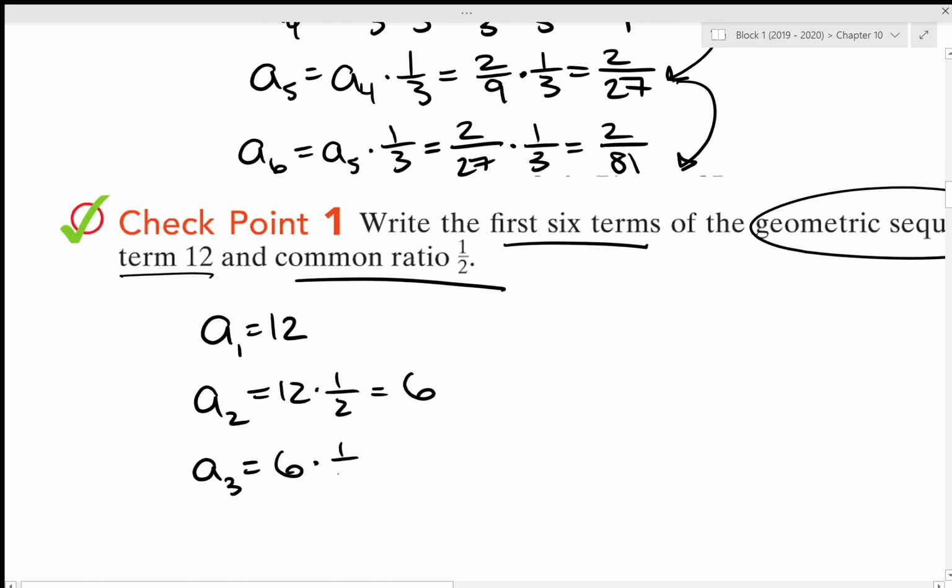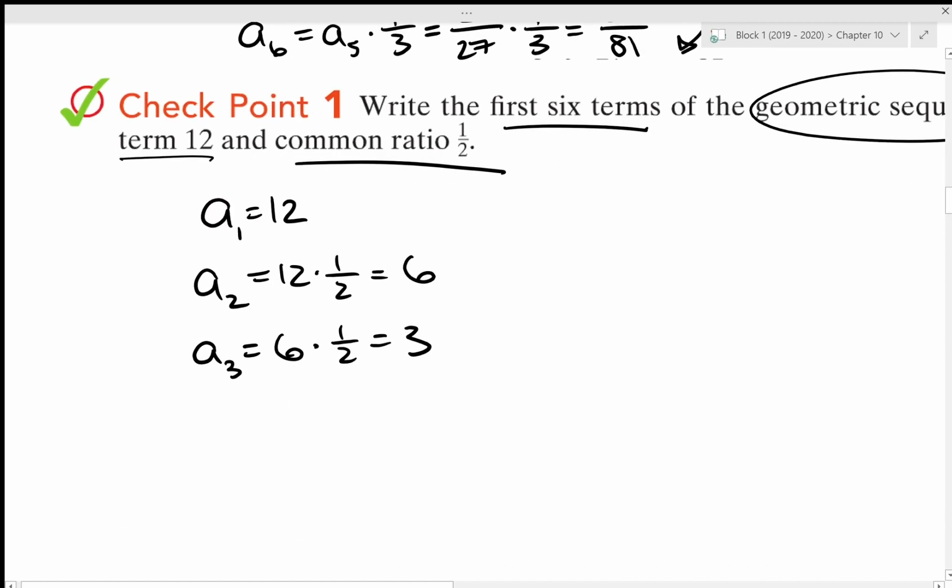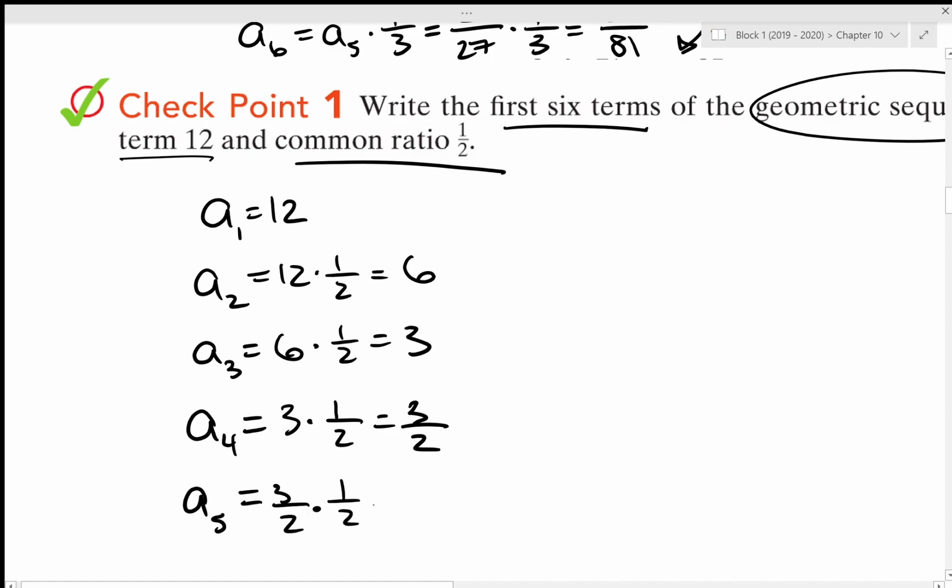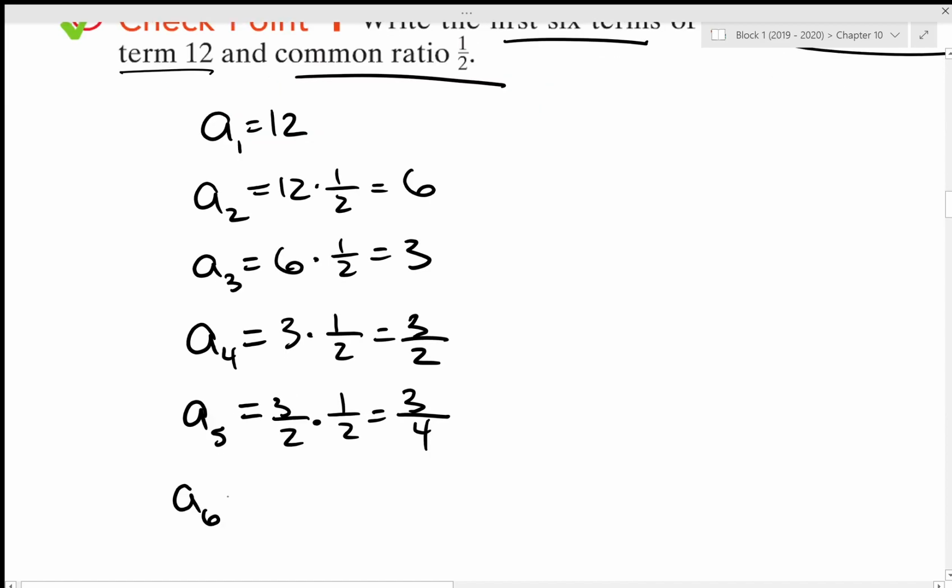6 times 1/2 is 3. Our fourth term is 3 times 1/2, which is 3/2. Leave it as a simplified fraction. You know MyMathLab's going to ask you for that. A of 5 is going to be 3/2 times 1/2, so it's 3/4. And then our sixth term is 3/4 times 1/2, which is 3/8.